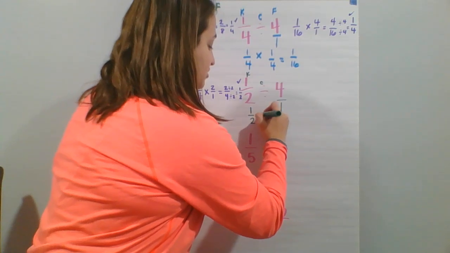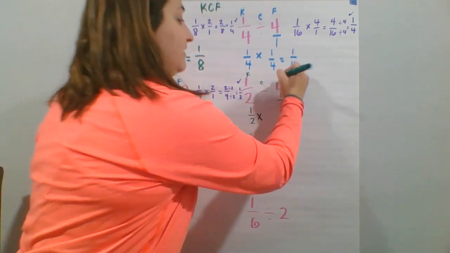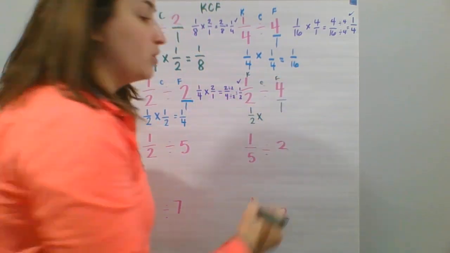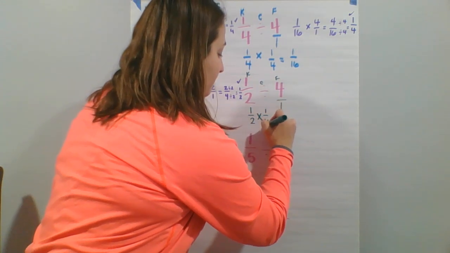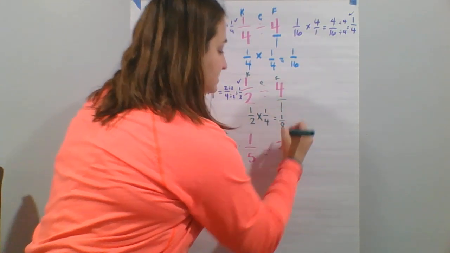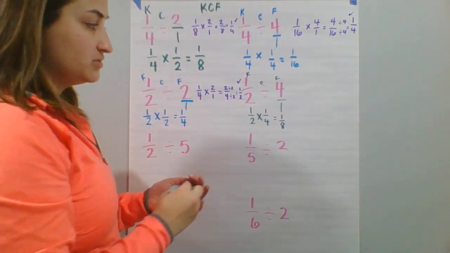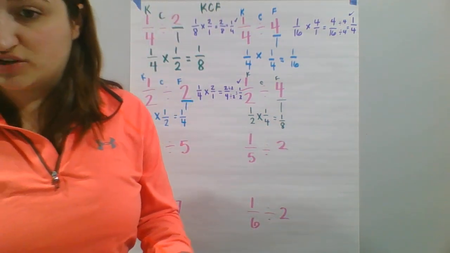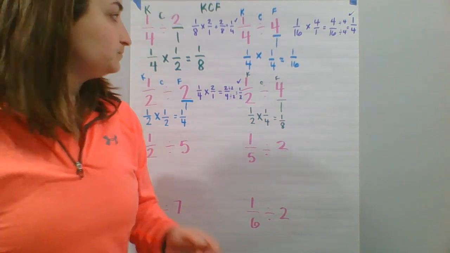We change division to become multiplication, and then we flip 4/1 to become 1/4. 1 times 1 is 1. 2 times 4 is 8. So now we're going to check our answer, make sure that 1/8 is correct.